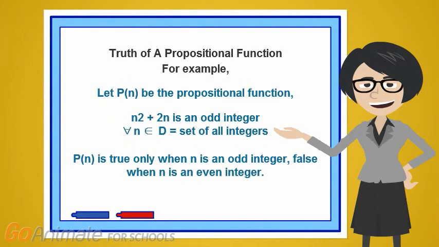Let's use an example to illustrate the truth of a propositional function. For example, let P(n) be the propositional function n squared plus 2n is an odd integer, for every n in D, where D is the set of all integers. You can verify for yourselves that P(n) is true for cases where n is an odd integer, but P(n) is false when n is an even integer.